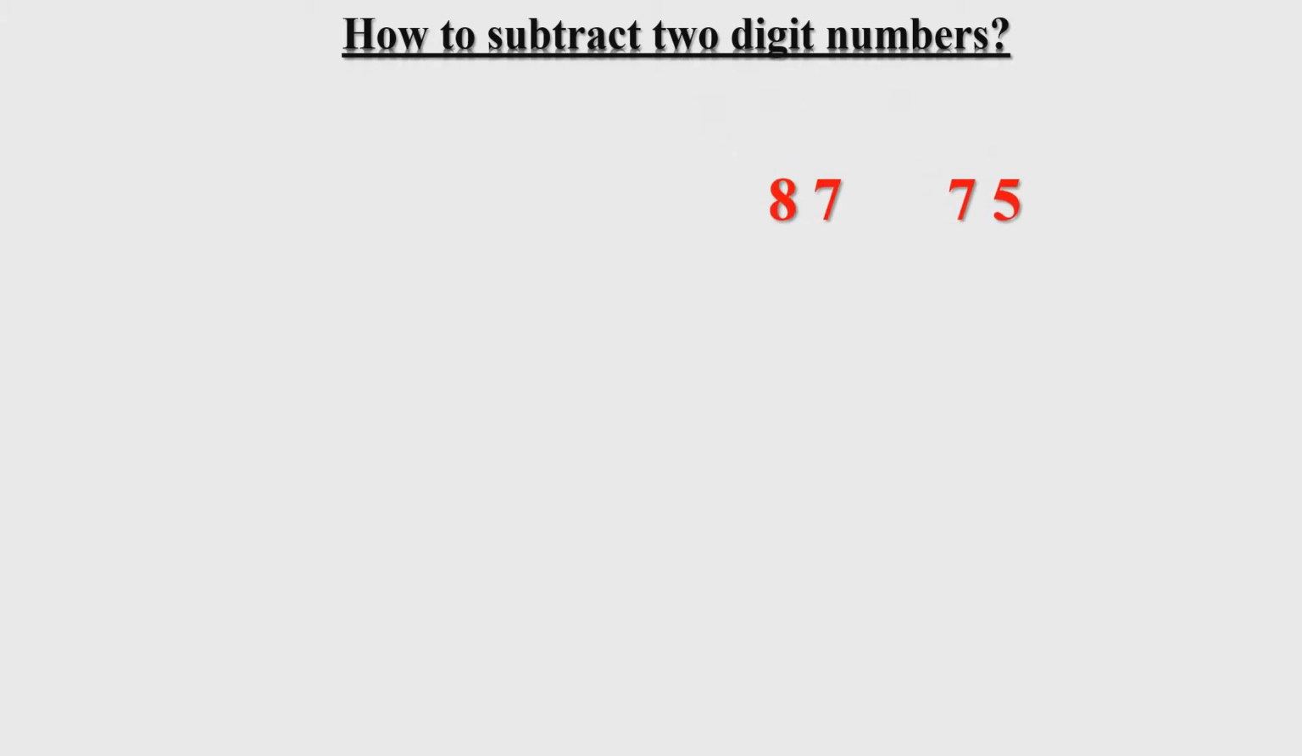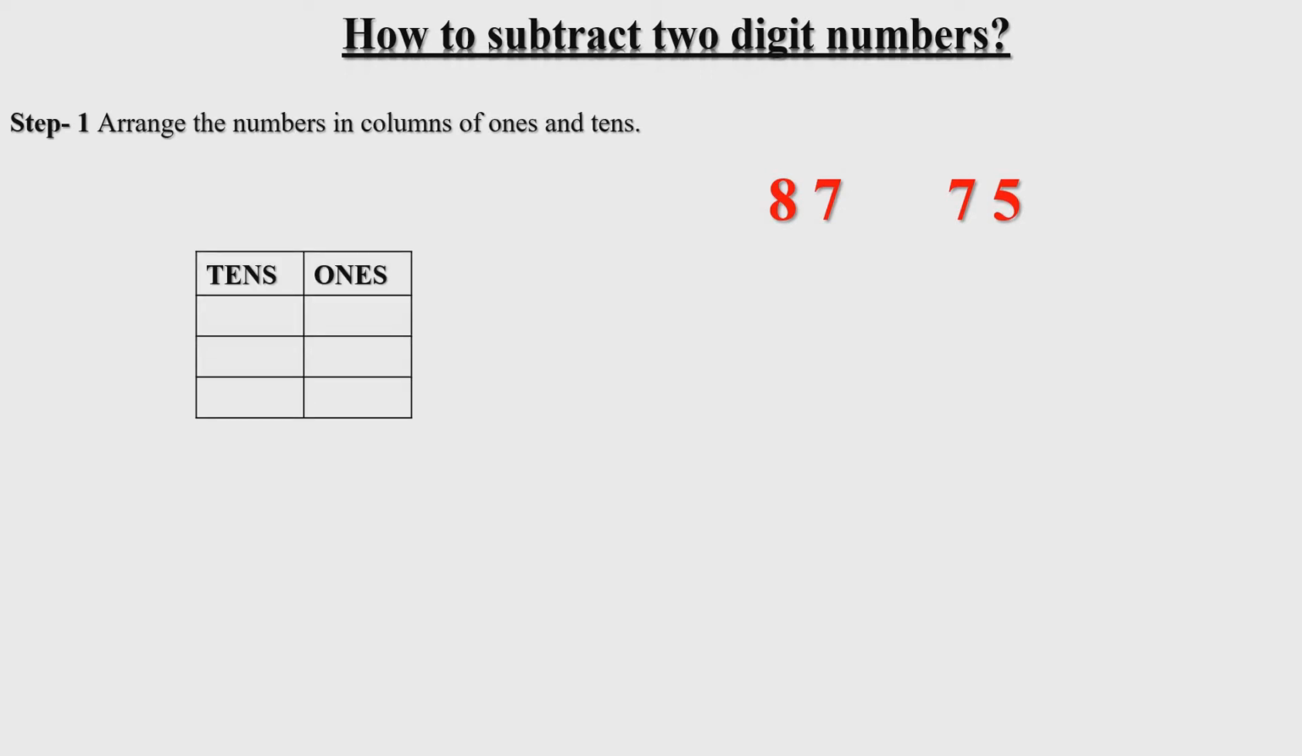Let's learn stepwise. Step 1. Arrange the numbers in the columns of ones and tens. Remember one thing. In subtraction, the greater number is always placed on the top, means at minuend place. Now tell me, in 87 and 75, which is the greatest number? Yes, 87. So we will place 87 at minuend place. Write 8 in tens place and 7 in ones place. Now place the smaller number 75 at subtrahend's place. Write 7 in tens column and 5 in ones column.